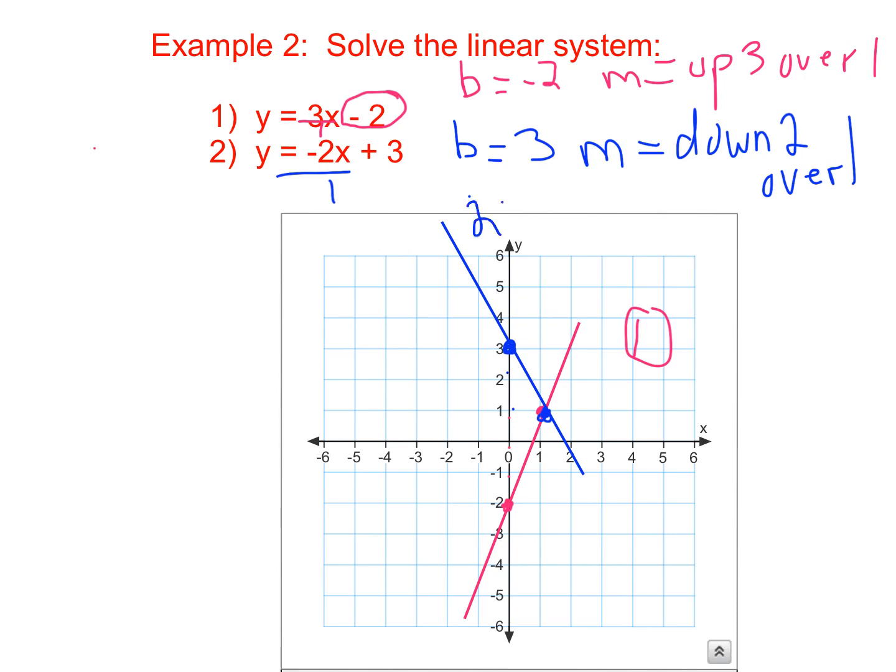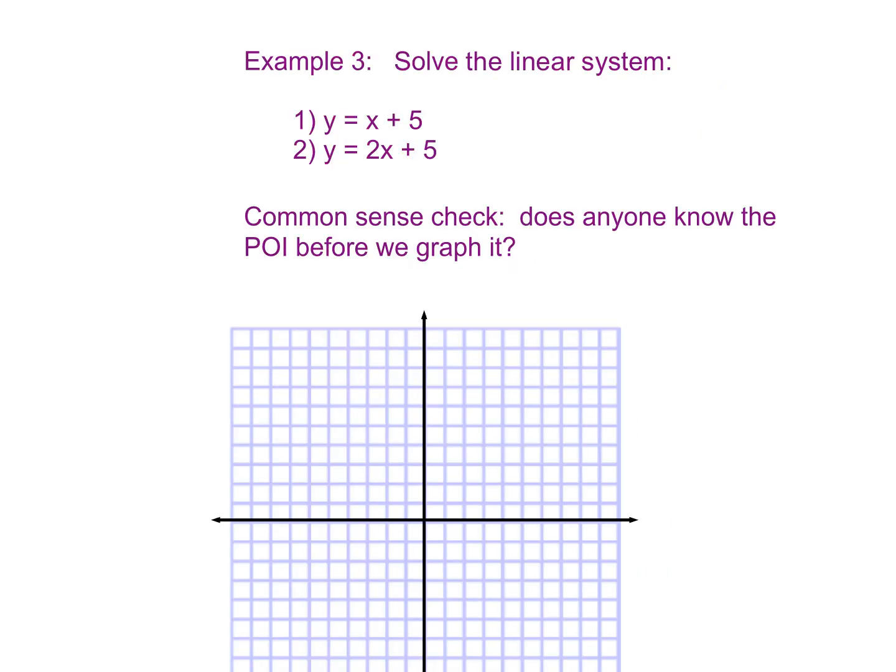So here we go. That's equation 2, and we want to zero in on this important point where the two lines cross, and we would say the POI is or equals, doesn't matter which way you say it, and we have to go over 1 and up 1 to get to that point. So x is 1, y is 1, and that's where the two lines cross.